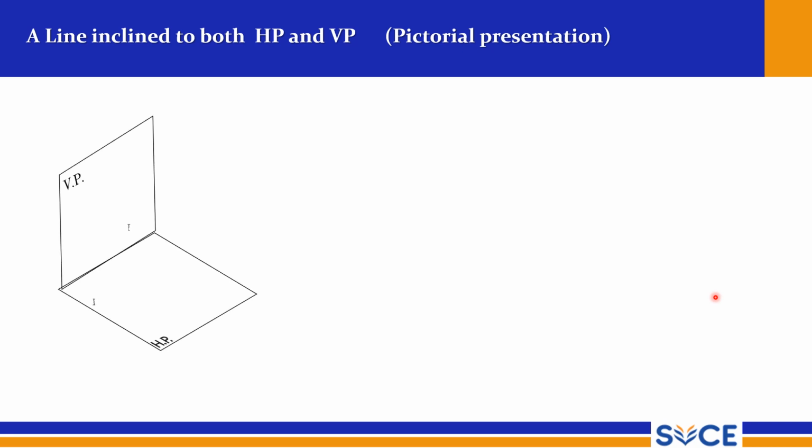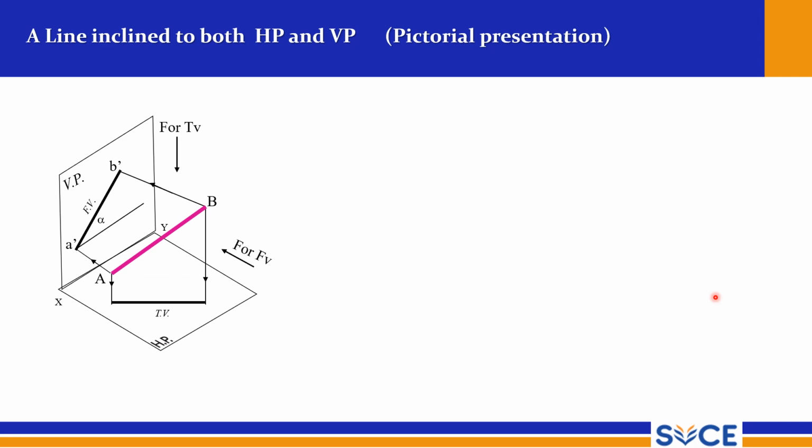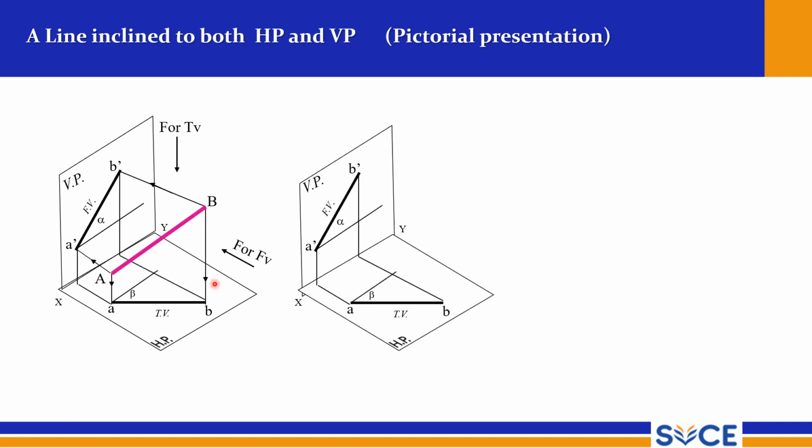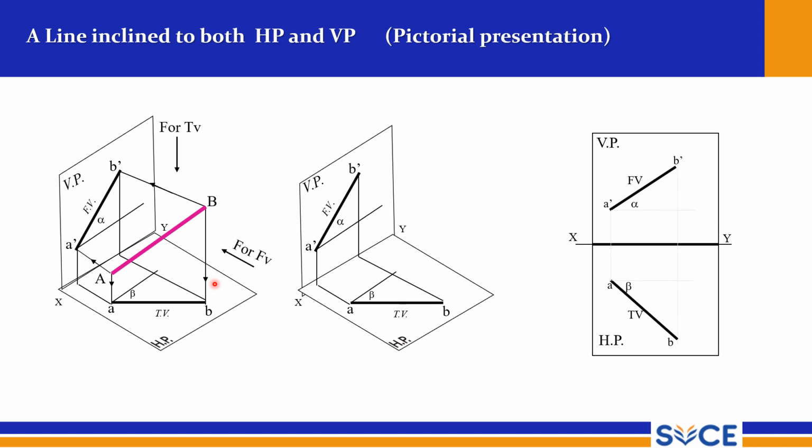And I will show you the representation only. So when the line is inclined to VP and HP, we have both alpha and beta. This is the alpha angle. Alpha angle is an apparent angle, and beta is also an apparent angle. Now the line AB is inclined to both HP and VP. When we transfer it onto our drawing sheet, we will be getting alpha and beta angles. I will introduce it later, no need to worry right now.